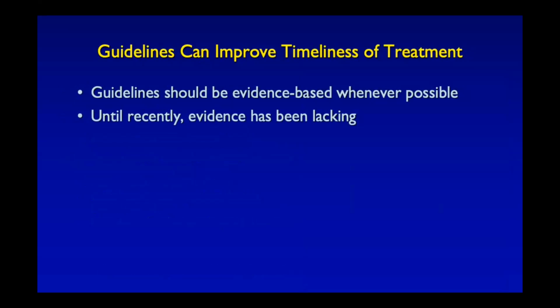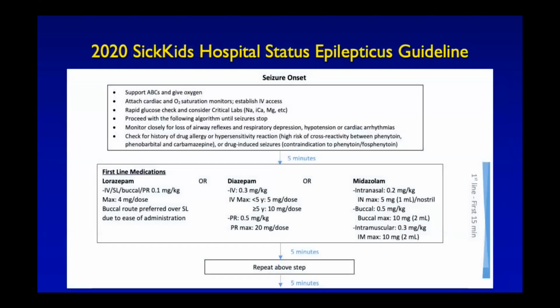We know that guidelines can improve timeliness of treatment. Guidelines should be evidence-based whenever possible. However, until recently, evidence has been sorely lacking. My institution has recently developed revised status epilepticus guidelines based on new evidence, which I'll share with you shortly.